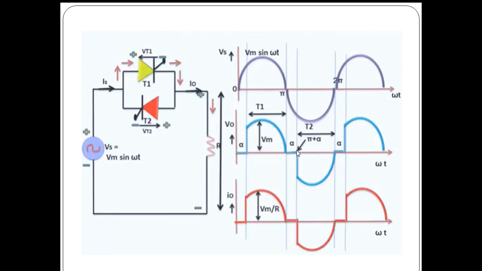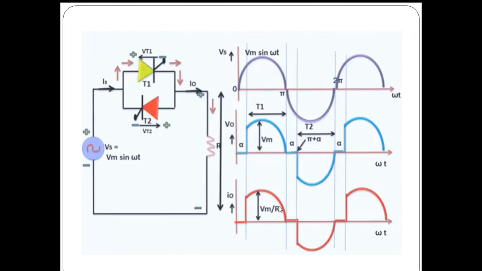Blocking mode at delay angle alpha. We will apply the trigger pulse, then the conduction starts. Current flows from supply through the resistive load and thyristor T2 and back to supply. So during the negative half cycle, after applying the trigger pulse at alpha, current flows from supply positive through the resistive load and thyristor T2, and goes to supply negative. So this is the path for current, and we are observing output voltage V naught almost similar to supply voltage.